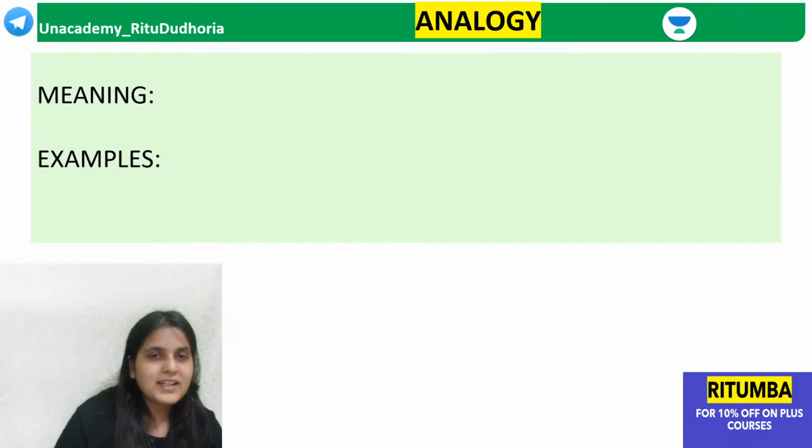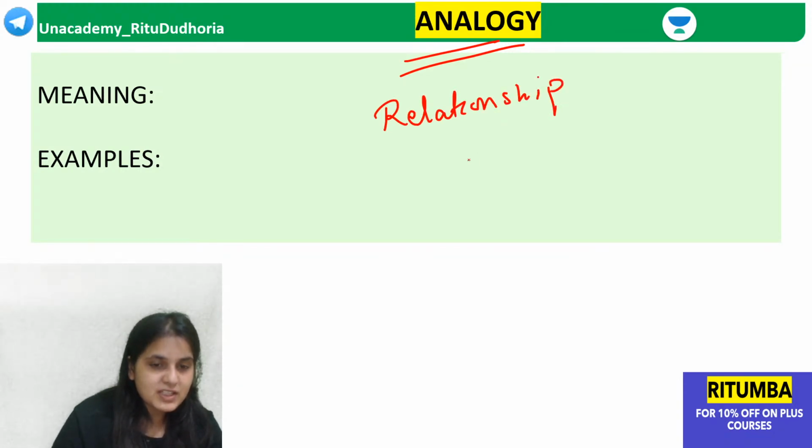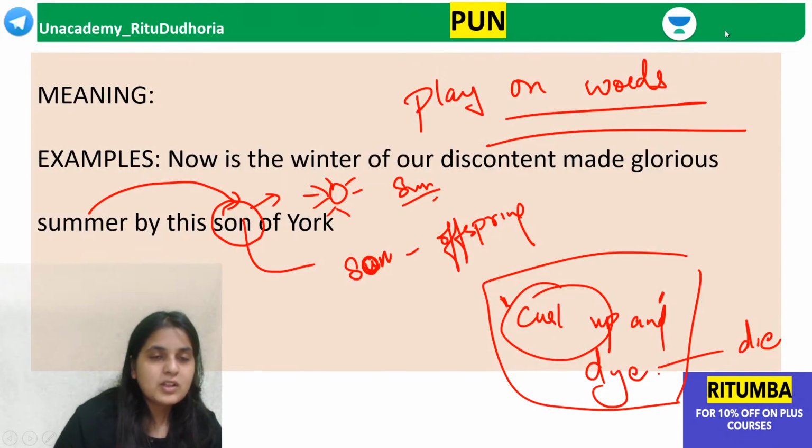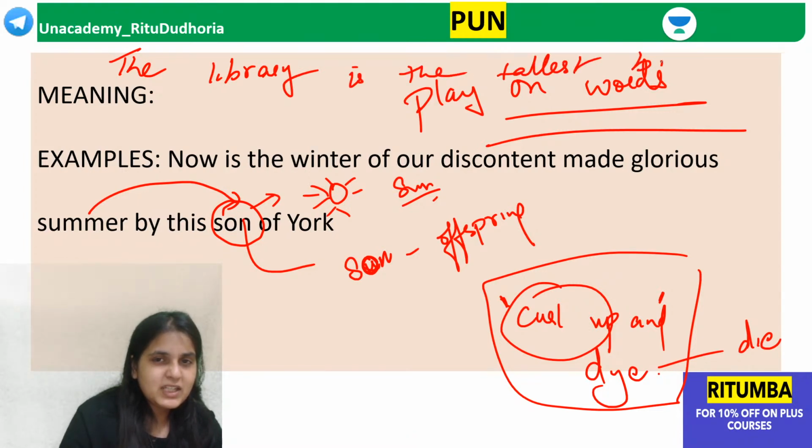Next one, analogy. Guys, analogy is basically relationship. Analogy is basically comparison. That depends on how you use it. Okay, so look at one more example of a pun. If I say, the library is the tallest building in the city.